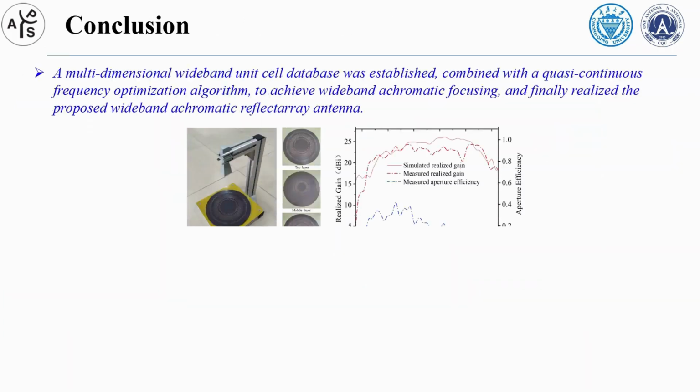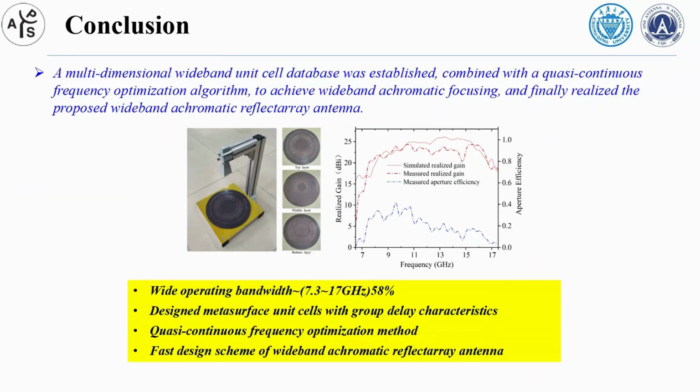In summary, in this work we designed and established an achromatic unit database, combined with optimization algorithms, and quickly realized the design of wideband achromatic reflectarray antenna, which achieved 58% of the working bandwidth. This paper provides a complete set of design schemes for achromatic wideband reflectarray antennas, which can bring new ideas for the design of wideband antennas.